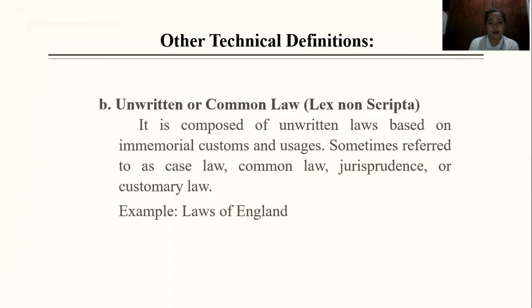So the second form of law is the unwritten or common law, or in Latin, lex non scripta, which is contrary to the first form of law. When we say unwritten or common law, we refer to case law or common law or jurisprudence or customary law that is based on immemorial customs and usage. An example of unwritten law is the law of England. And take note that common law is not applicable in our country.